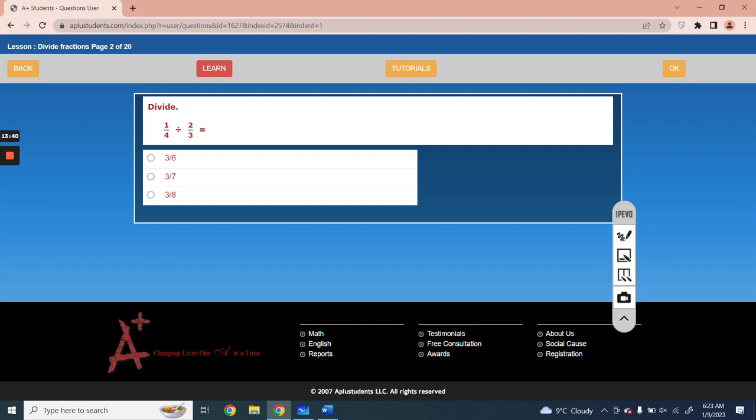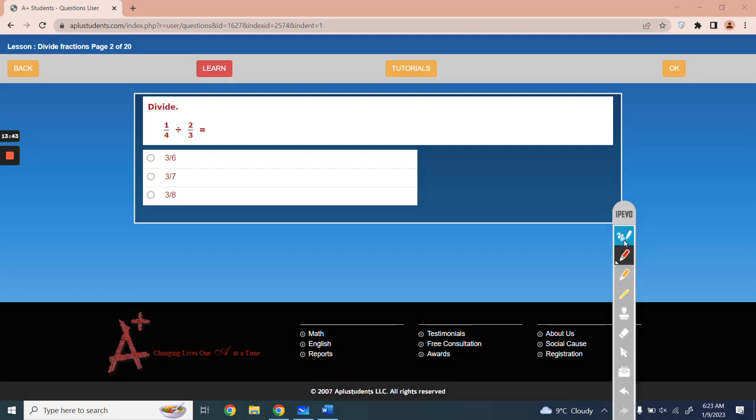Okay, the next one is 1 over 4 divided by 1 over 3. So we have to follow 3 steps. One is to replace the division sign with multiplication. The second is to take the reciprocal of the term right after the division sign. So the reciprocal of 2 over 3 is 3 over 2. Got it? And the third and last is to do numerator times numerator and denominator times denominator. 3 times 1 is 3 and 4 times 2 is 8. So it would be 3 over 8. Got it? The correct option is the last one, that is 3 by 8.